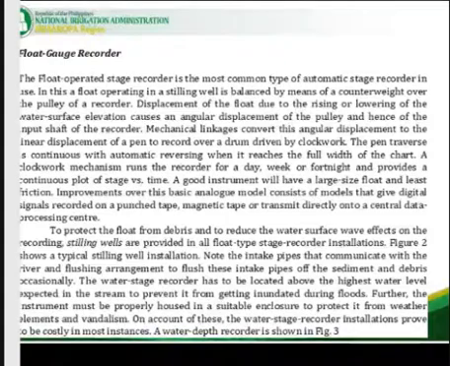A clockwork mechanism runs the recorder for a day, week, or fortnight and provides a continuous plot of stage versus time. A good instrument will have a large size float and least friction. Improvements over this basic analog model consist of models that give digital signals recorded on a punch tape, magnetic tape, or transmitted directly to a central data processing center.